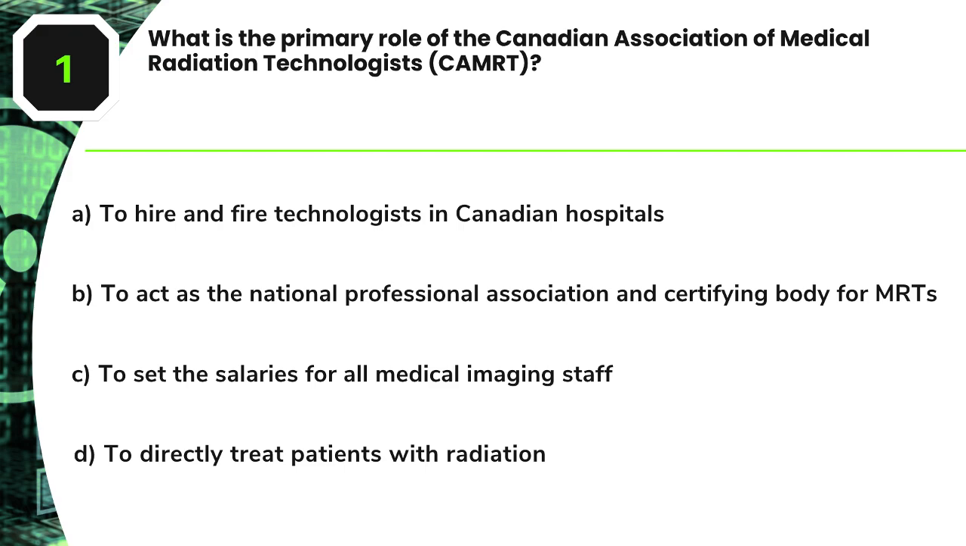Question 1. What is the primary role of the Canadian Association of Medical Radiation Technologists, CAMRT? A. To hire and fire technologists in Canadian hospitals. B. To act as the national professional association and certifying body for MRTs. C. To set the salaries for all medical imaging staff. D. To directly treat patients with radiation.